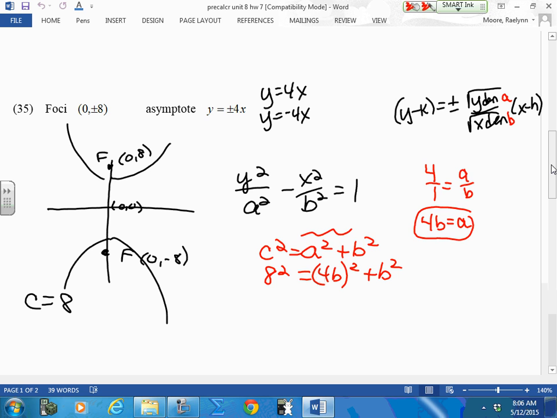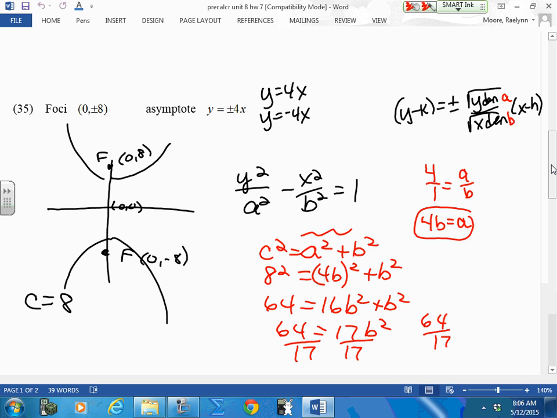We have to use what we're given. So we get 64 is equal to 16. Don't forget to square the 4. B squared plus b squared. 17b squared. We're going to divide by 17. And then we're going to have to take the square root of this. Okay, so we're going to take the square root of this pretty little number. And this is your b.